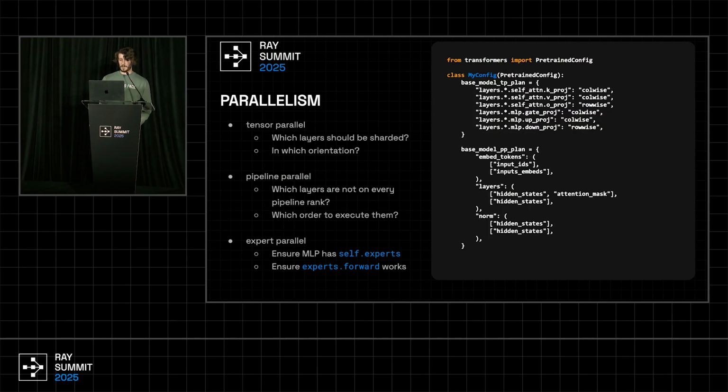To add support for all the parallelism schemes that I mentioned earlier, for tensor parallel and pipeline parallel, you will want to make sure that you annotate the config with these two plans. For tensor parallel, we're just saying which layers should be sharded and in which orientation should we shard them. For pipeline parallel, we're saying which layers are not on every rank and in which order should they be executed. And for expert parallel, which is also technically a prerequisite for supporting fused MOE, you just want to make sure that the MLP includes an experts attribute and that forward is called directly on it rather than, say, in a for loop if you have lots of individual linears as your experts.